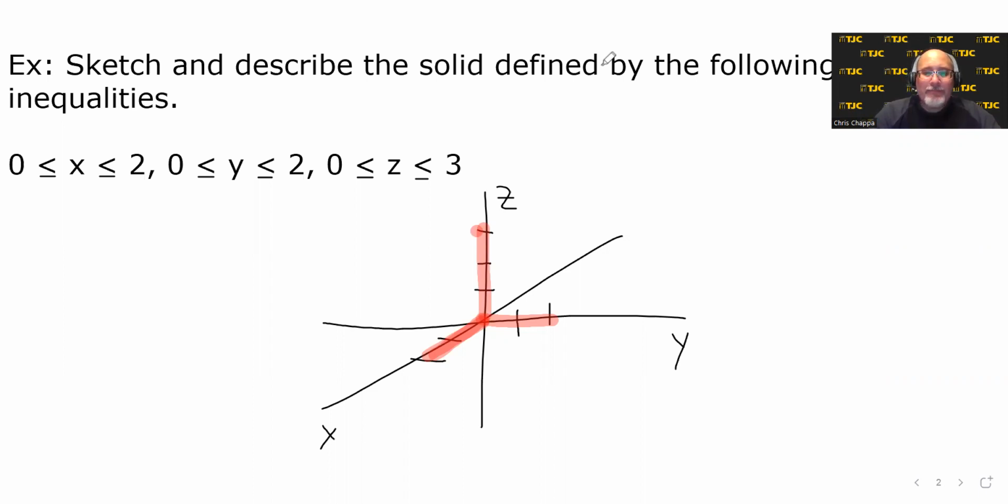Well, let's think about it. This segment is what my x is allowed to do, but it's allowed to move left and right by 2 because of the y, and up and down by 3 because of the z. And similarly, my y can fluctuate its x's between 0 and 2, and its z's between 0 and 3. And similarly, this segment can fluctuate its x's between 0 and 2, and its y's between 0 and 2.